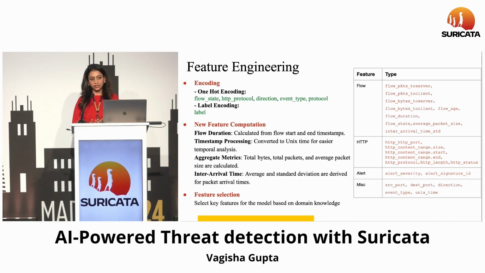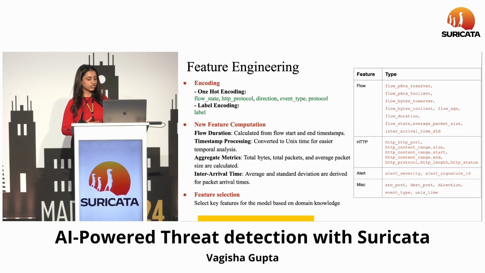So yes, for the DDoS attack, they performed it in the dataset that I picked up. They performed the DDoS by flooding the victim with TCP, UDP, and HTTP protocols. When I was doing the data analysis part, I saw that there were thousands and thousands of records for HTTP events. So I picked up the majority of HTTP fields for this purpose, and I used HTTP port, content range, content start and end, HTTP protocol, HTTP length, and status fields from those. And then I used alert and miscellaneous.